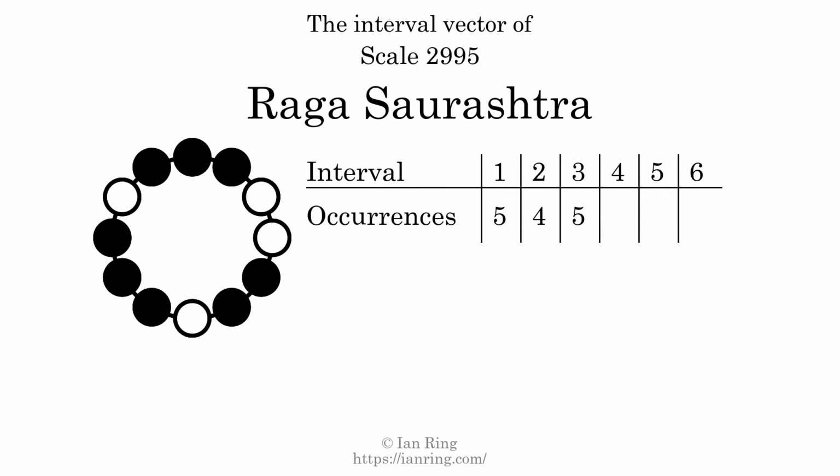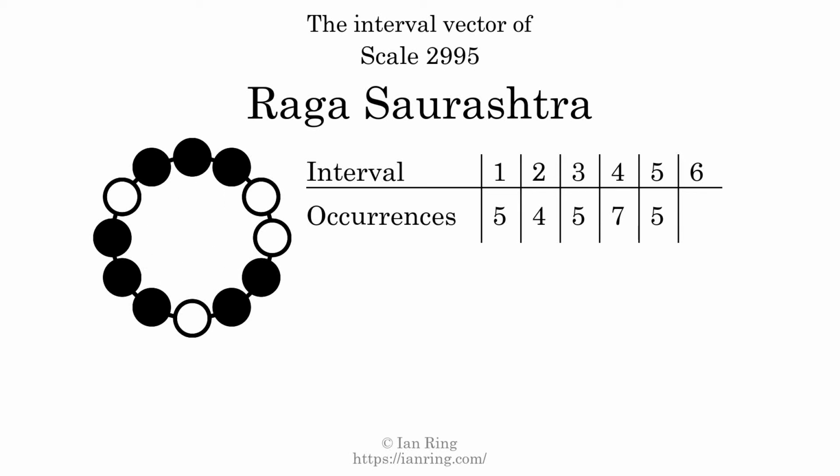There are 5 intervals with the size of 3 semitones. They are here, here, here, here, and here. There are 7 intervals with the size of 4 semitones. They are here, here, here, here, here, here, and here.